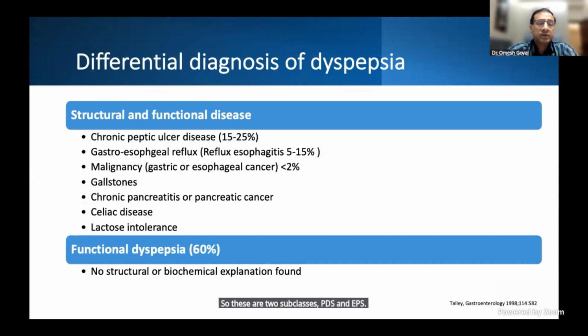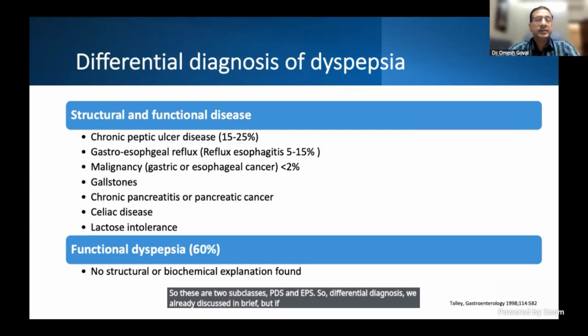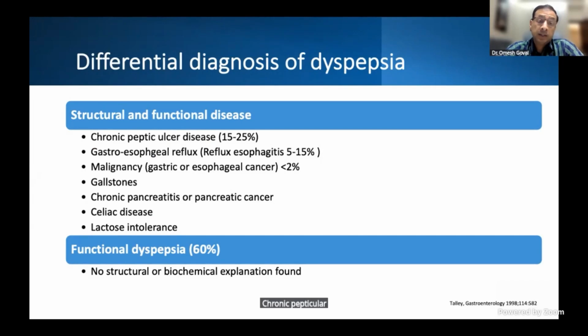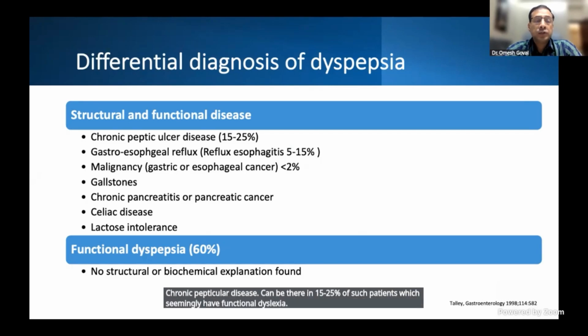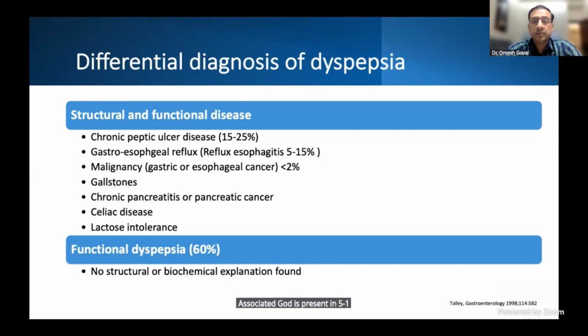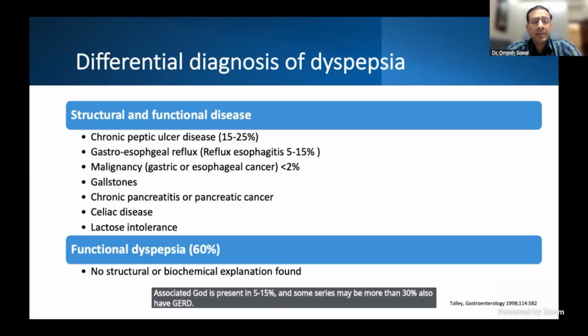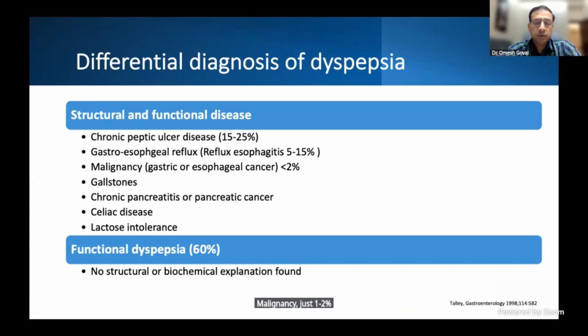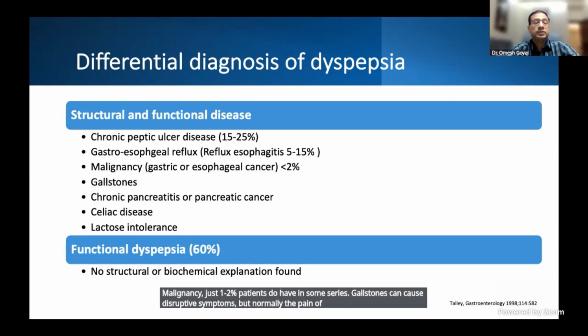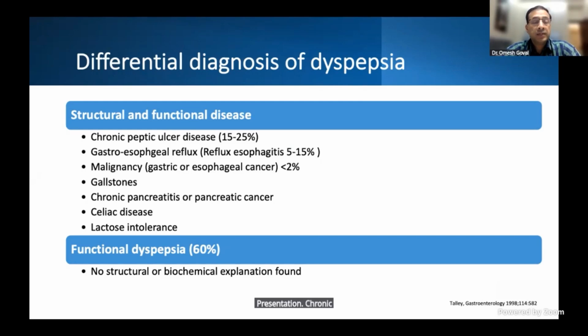So differential diagnosis, we already discussed in brief, but if we see the data, chronic peptic ulcer disease can be there in 15-25% of such patients which seemingly have functional dyspepsia. Associated GERD is present in 5 to 15%, and some series maybe more than 30% also have GERD. Malignancy, just 1 to 2% patients do have in some series. Gallstones can cause dyspeptic symptoms, but normally the pain of gallstones is severe enough to have a different presentation. Chronic pancreatitis or pancreatic cancer to begin with will have dyspeptic symptoms, but these are not true differential diagnosis of dyspepsia because these patients have a different pain, with a higher severity of pain.